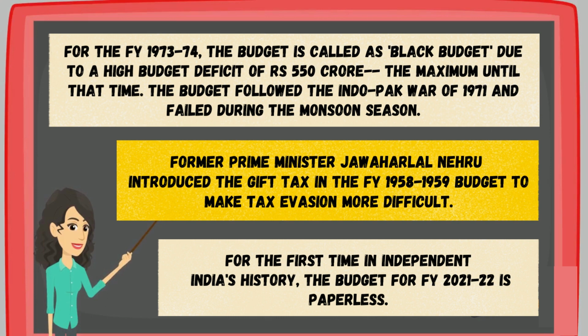For the financial year 1973-74, the budget is called the Black Budget due to a high budget deficit of Rs 550 crore, the maximum until that time. The budget followed the Indo-Pak War of 1971 and failed monsoon season. Former Prime Minister Jawaharlal Nehru introduced the gift tax in the financial year 1958-59 budget to make tax evasion more difficult. For the first time in independent India's history, the budget of financial year 2021-22 is paperless.